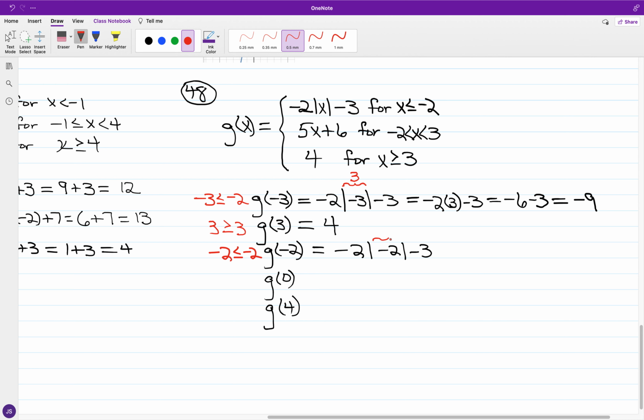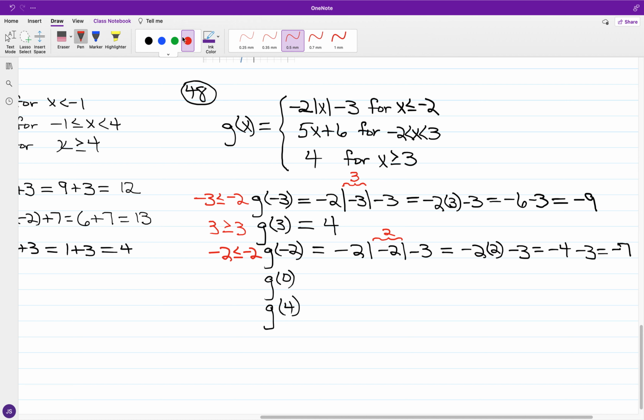And the absolute value of negative 2 is positive 2. So we've got negative 2 times 2 minus 3. Negative 2 times 2 is negative 4 minus 3. And we have for that final answer, okay, this will end up as negative 7.